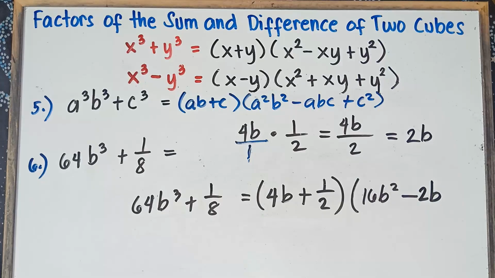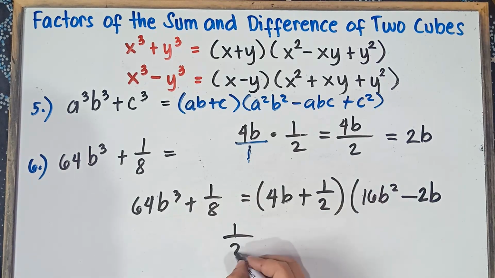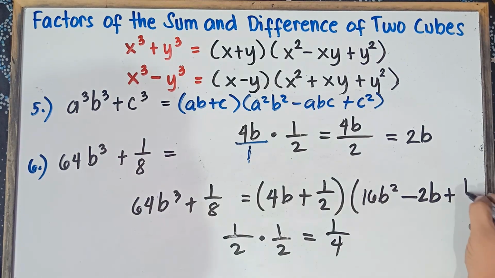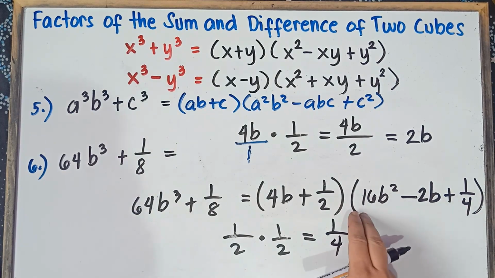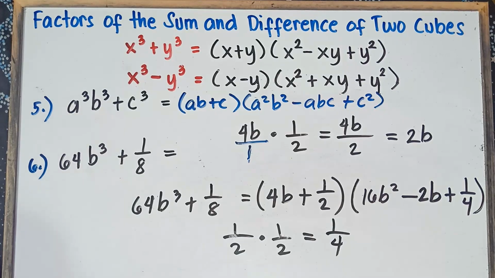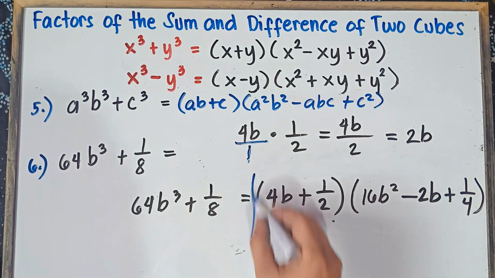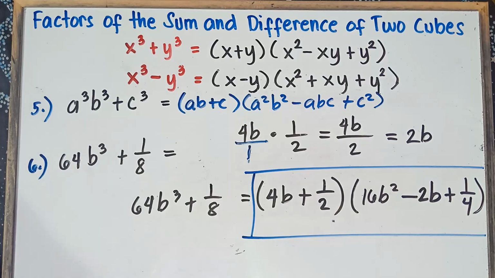Alright, and then get the square of the second term, 1/2 multiplied by 1/2. 1 times 1, multiply the numerators. 1 times 1 is 1. Multiply the denominators. 2 times 2 is equal to 4. So positive 1/4. Once again, class, positive, negative, and then positive. That's it, class. All set. That's the answer, class, with regards to example number 6.